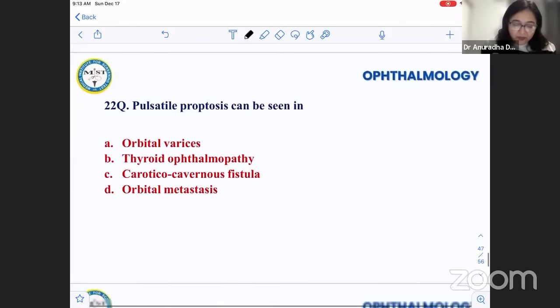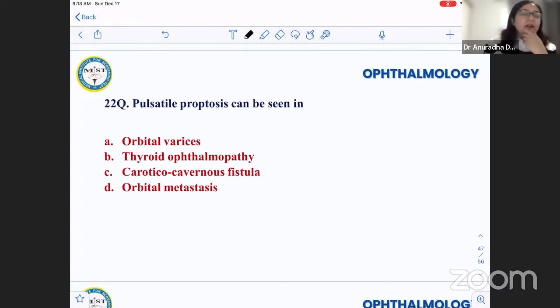Okay, so moving on to the next question. Pulsatile proptosis can be seen in. Let's see how you answer this, beta. It's a sort of one-liner. Pulsatile proptosis is seen in. So proptosis means protrusion of the eyeball.